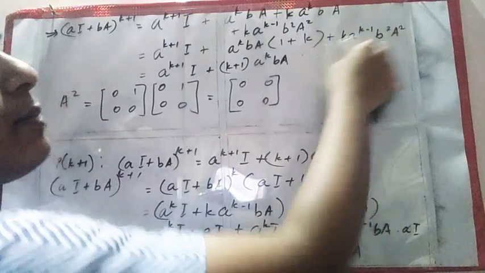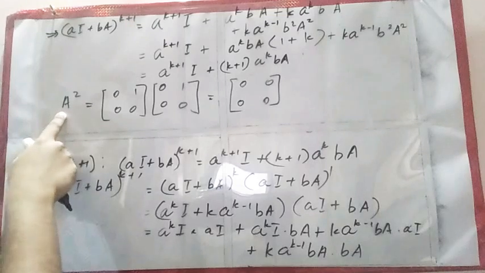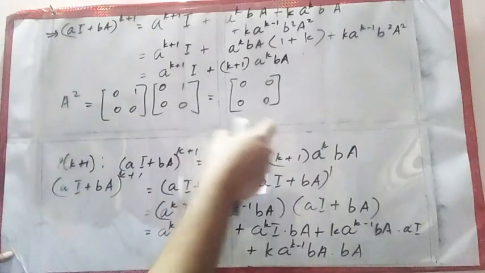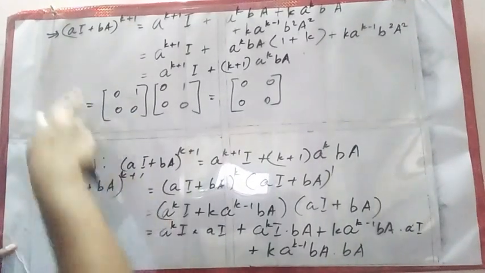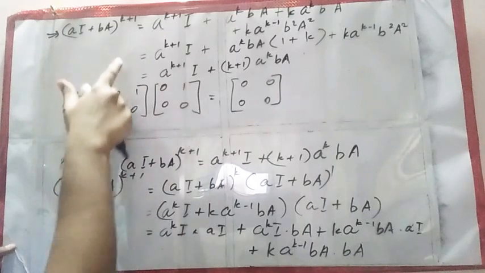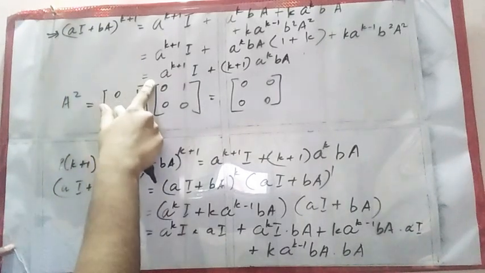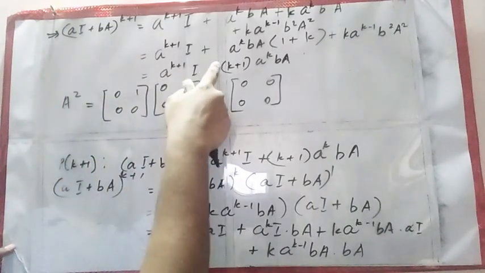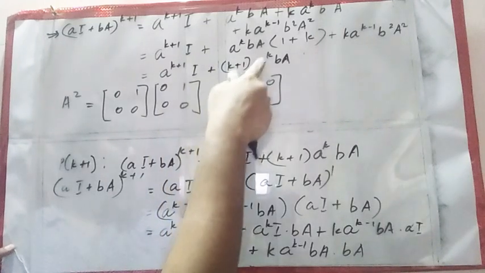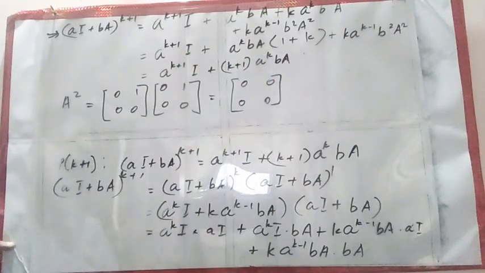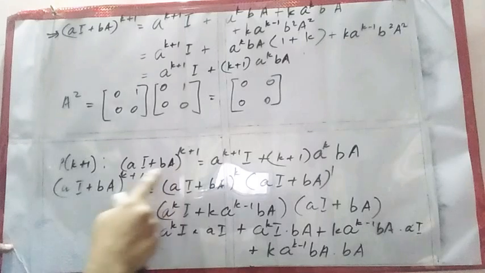So this term is going to be a 0 matrix, since A square is 0. A square is a 0 matrix. So hence we get the result as (aI plus bA) whole raised to k plus 1 is equal to a raised to k plus 1 I plus (k plus 1) a raised to k bA. This is our required result, P(k plus 1).